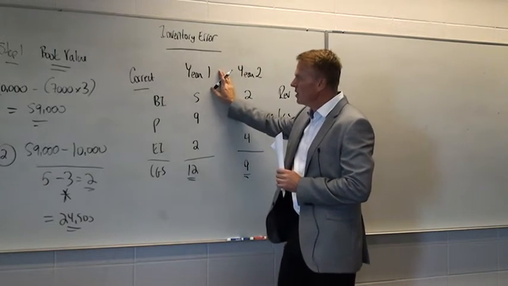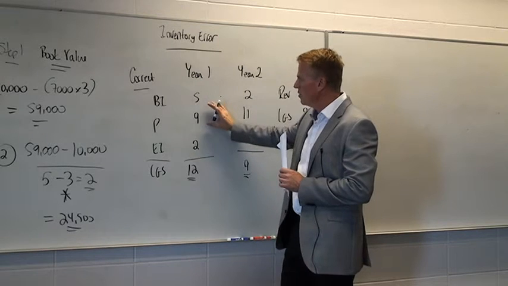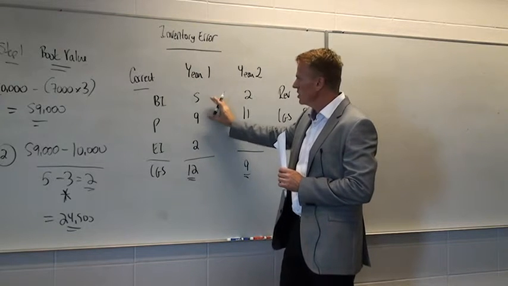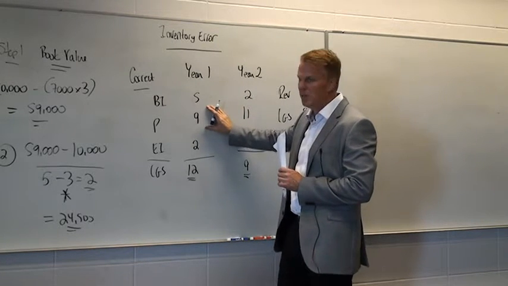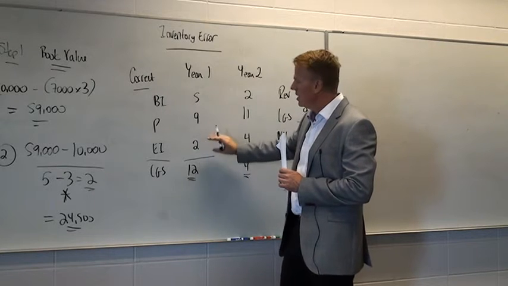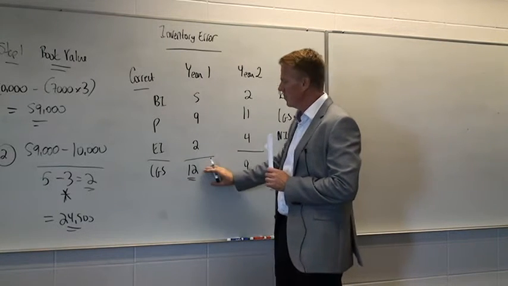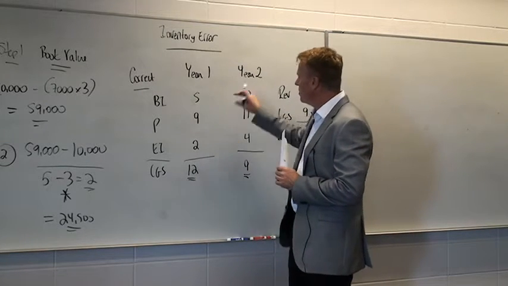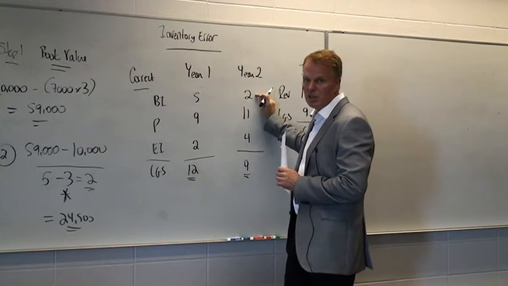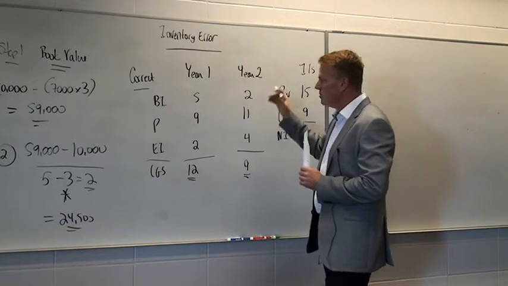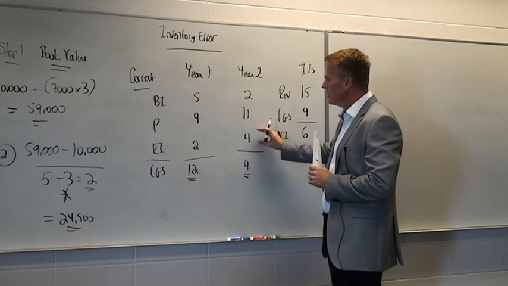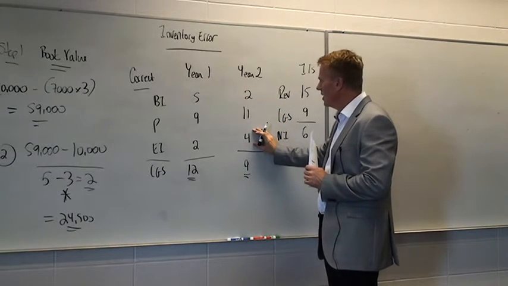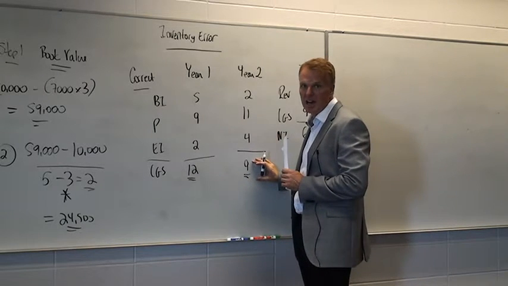So if I was to take a look at year 1, 5 plus my purchases, so beginning inventory plus purchases means I have 14 available. Subtract out my ending inventory, my cost of goods sold for year 1 is 12. Ending inventory becomes beginning inventory, year 2. Make up some new numbers. 11 for my purchases, 4 for my ending inventory. I now have cost of goods sold of 9.